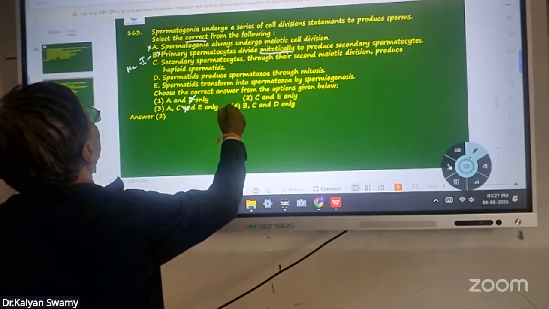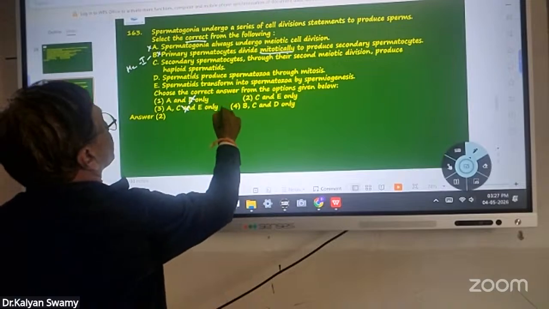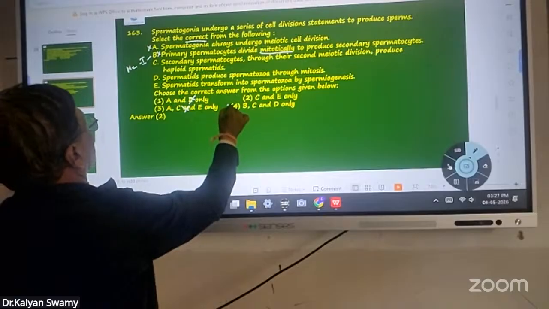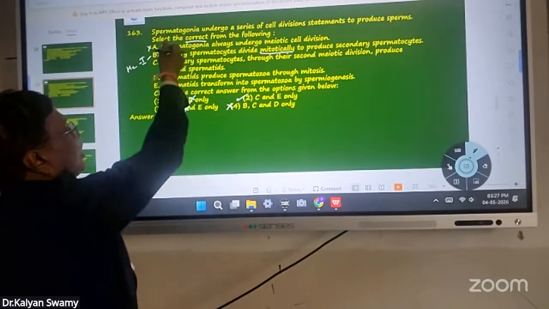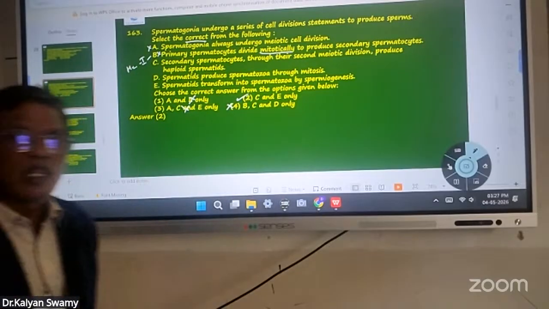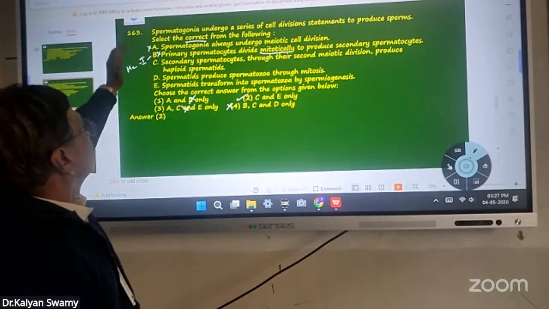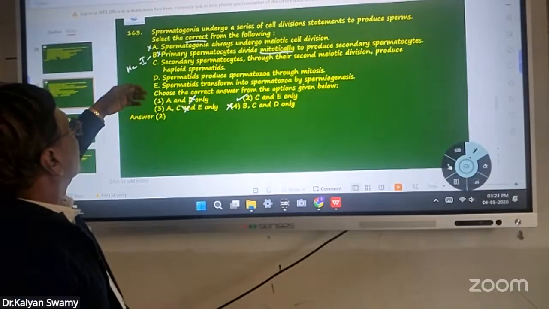B, C, D. This we can strike off. This primary is B also wrong. By reading two statements only, we got the answer. The first two statements are wrong.